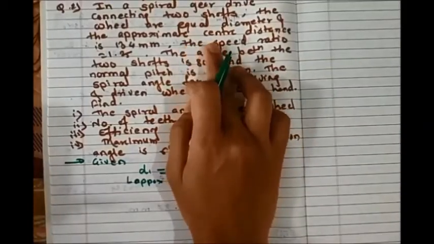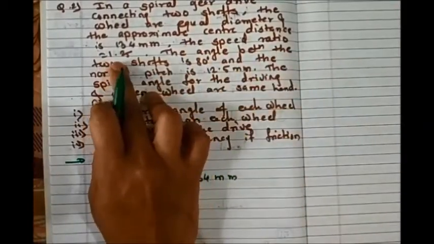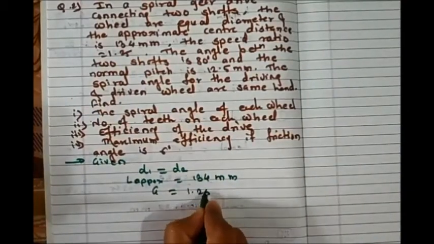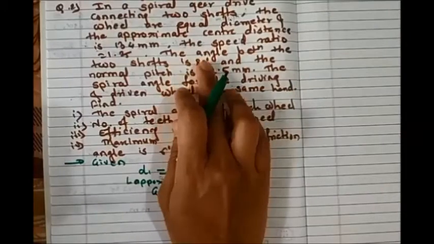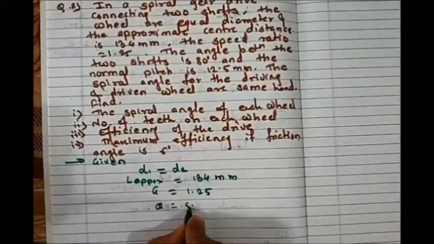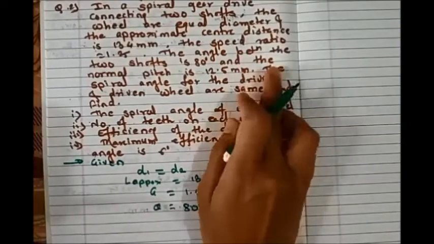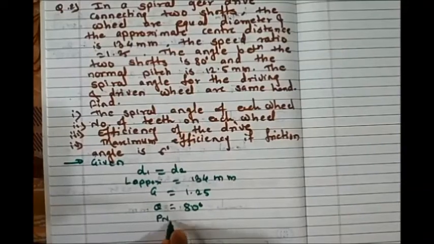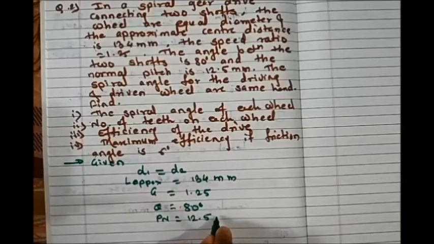Then the speed ratio is equal to 1.25. So speed ratio G is equal to 1.25. The angle between two shafts is 80 degrees. Theta is given as 80 degrees. The normal pitch is 12.5 mm. Pn is given as 12.5 mm.